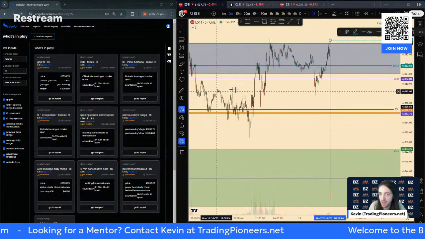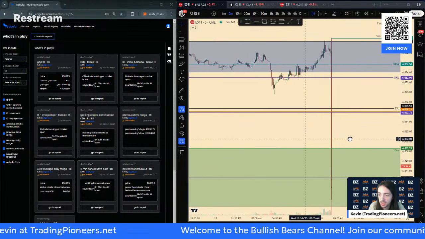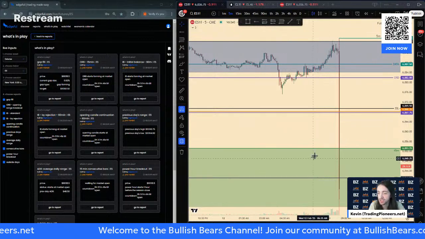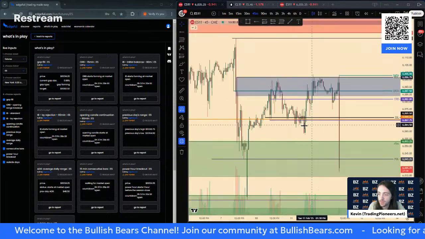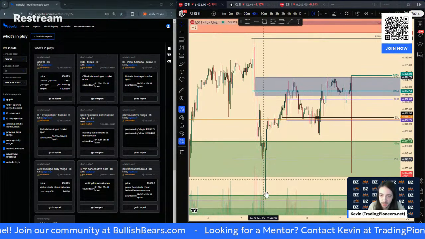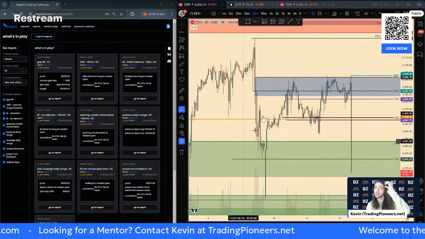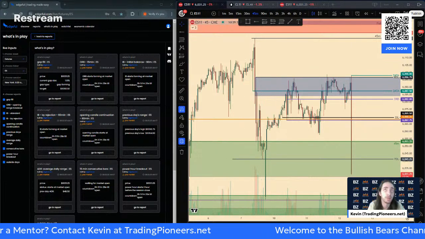So we have our data high, our data low to the downside. We're still trying to continue lower, so we're going to be a little patient. ES did dive into a 45-minute demand zone. However, this demand zone was broken from a gap at some point. So we're going to be a little patient on that.